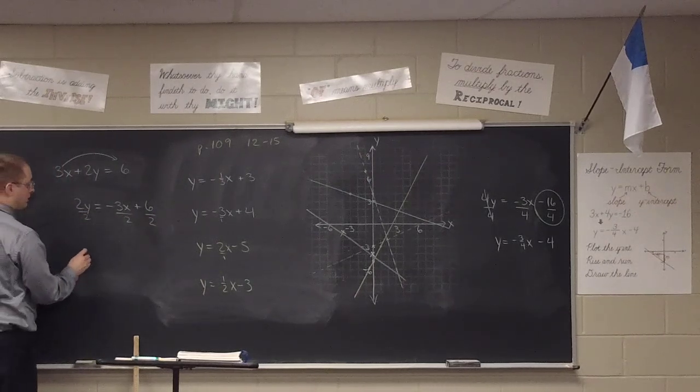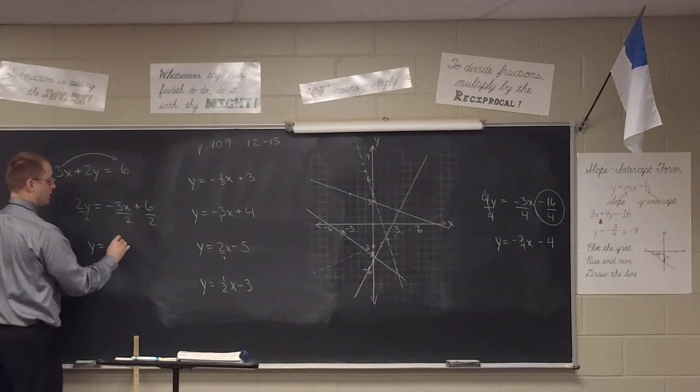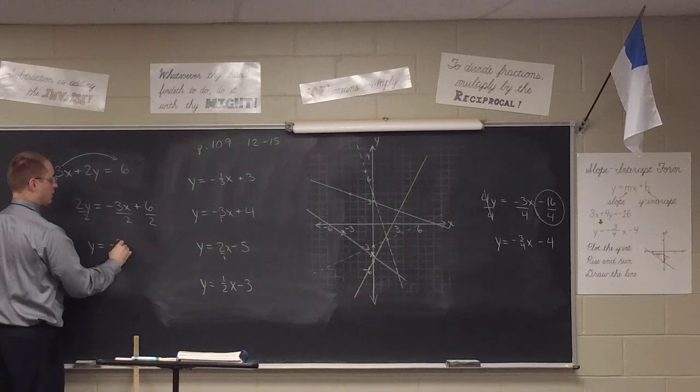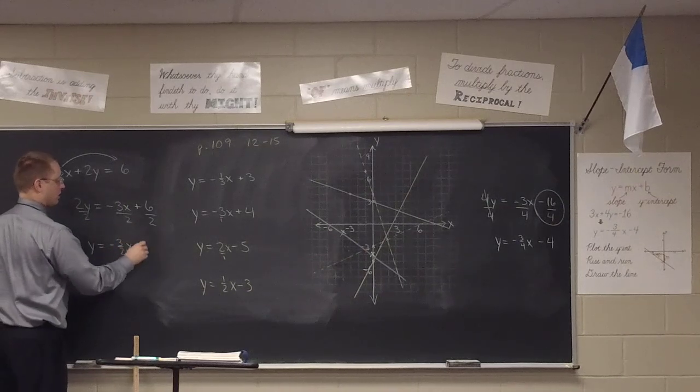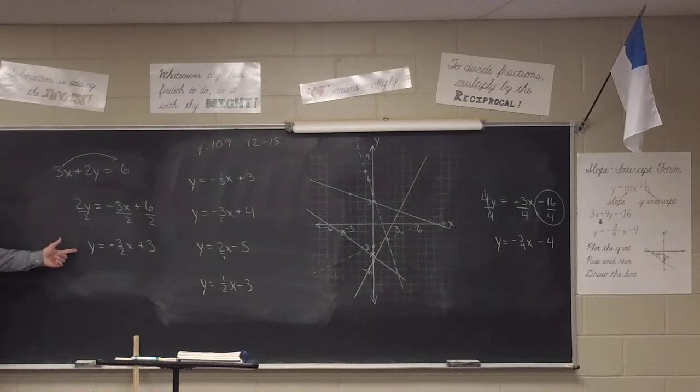Gavin? Y equals negative 3 over 2x positive 3. There we go. You simplify down. And now, if I were to graph this, class, I'd put my y-intercept at 3. I would rise and run. And there's my equation.